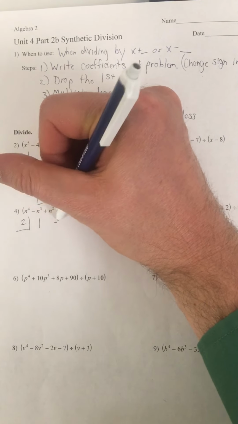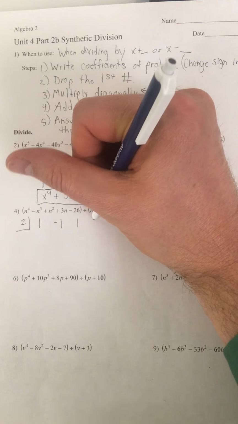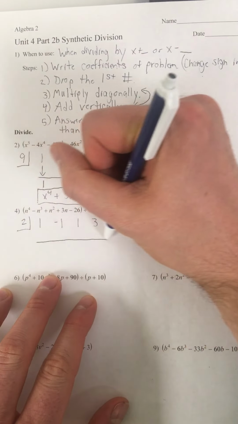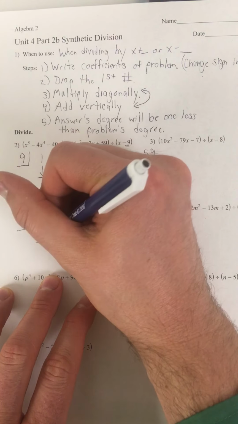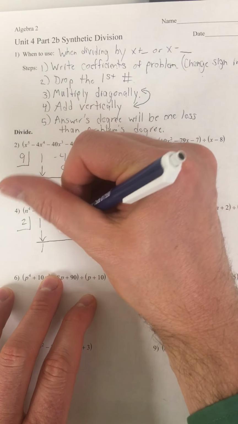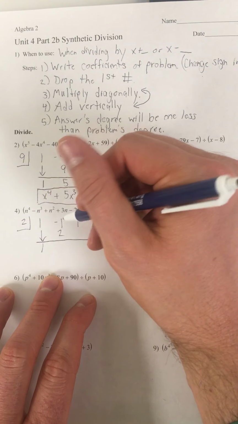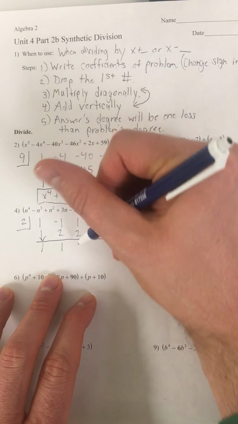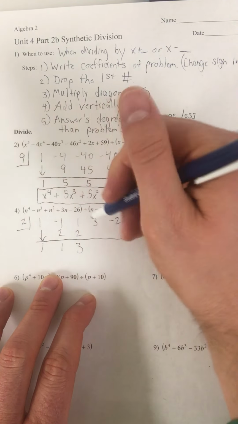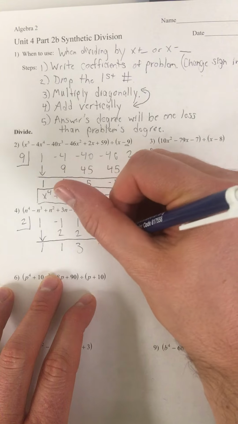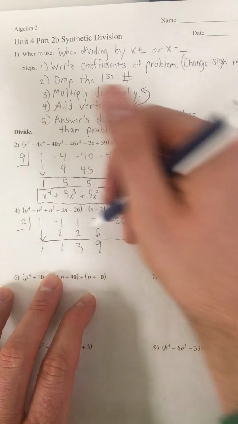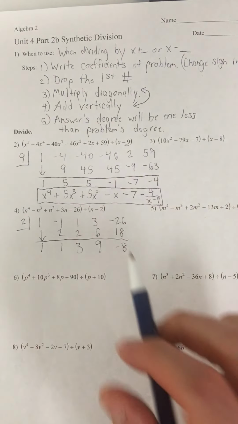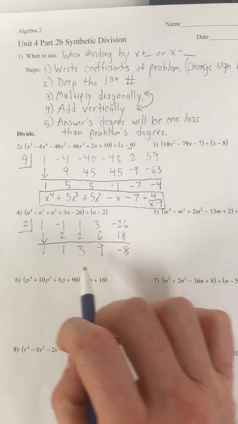All right, and let's just list our coefficients. 1n to the 4th, negative 1n to the 3rd, 1n squared, 3n, negative 26. So let's just leave some space. Drop that first number, and then multiply diagonally. 1 times 2 is 2. Add up and down. Negative 1 plus 2 is 1. Multiply diagonally. That's 2. Add up and down. That's 3. Multiply diagonally is 6. 3 plus 6 is 9. Multiply diagonally. That's 18. And negative 26 plus 18 is going to be negative 8. Remember, that's the remainder. And these are the coefficients.